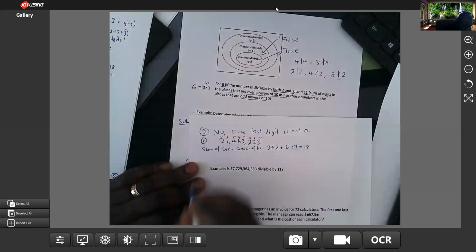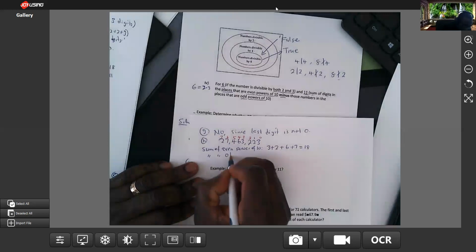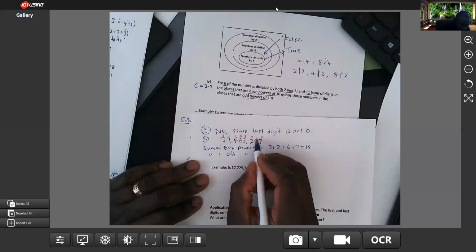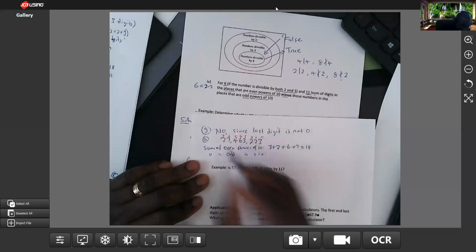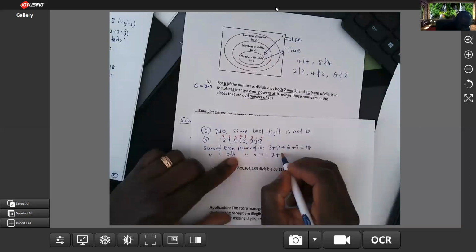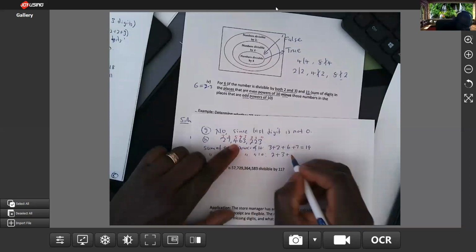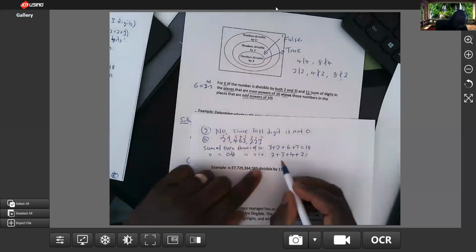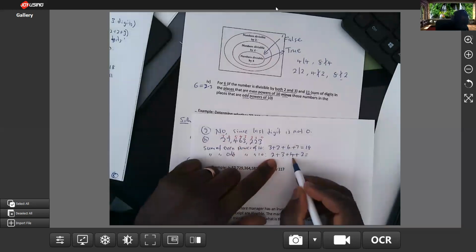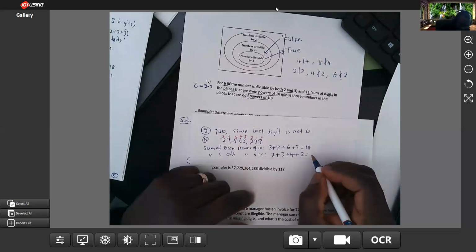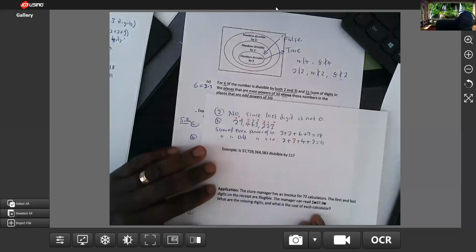And then we do the sum of odd powers of 10, which will be the places for 1, 3, 5, and 7. So we get 2 plus 3 plus 5 is 4, and then 7 is 2. When you add this, you get 5 plus 6 plus 5, excuse me, is 11. Okay, so let's find the difference.